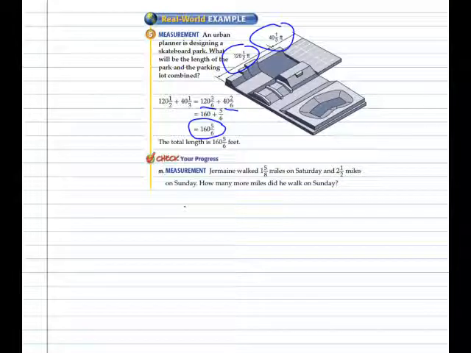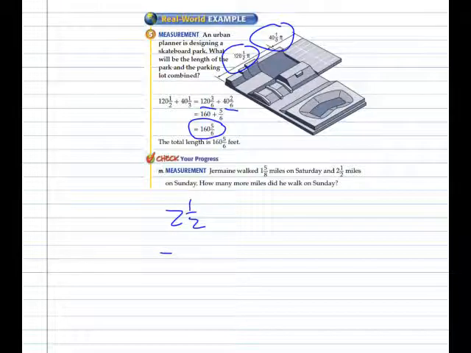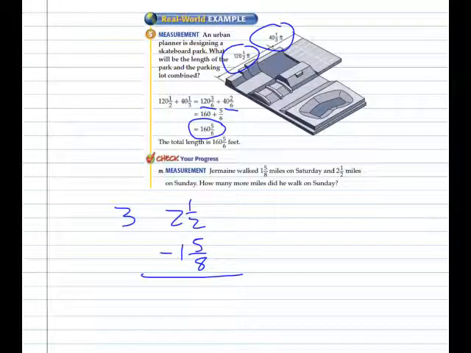Jermaine walked 1 5/8 miles on Saturday, and 2.5 miles on Sunday. How many more miles did he walk on Sunday? So I'm not writing my expression correctly. I started to write before I read through the whole sentence, where the whole problem should actually be 2 and 1/2 minus 1 5/8. I'm going to round this to 3. I'm going to round this to 2. My estimate then is going to be about 1.